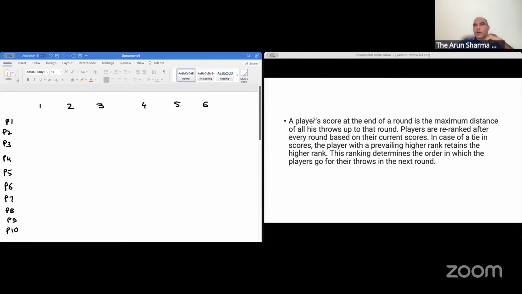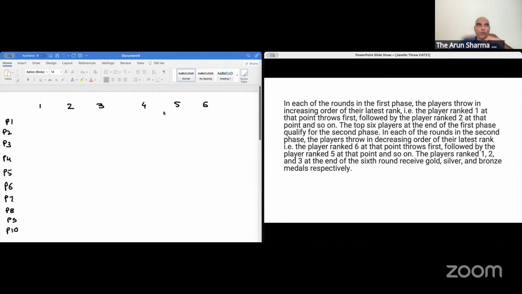A player's score at the end of a round is the maximum distance of all his throws up to that round. Players are re-ranked after every round based on their current scores. In case of a tie in scores, the player with the prevailing higher rank retains the higher rank. This ranking determines the order in which the players go for the next throws in the next round. So we know this pretty much because of Neeraj Chopra ji. We have all watched him get those Olympic golds and silvers. So we know this part quite well. So we don't need to spend too much time trying to understand this. So we keep going ahead.